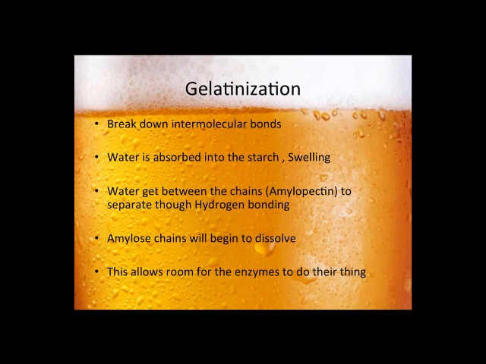So gelatinization, this is where we are breaking down the intermolecular bonds inside the starch, inside our amylopectin or amylose. Water basically gets inside of the openings. It starts swelling. It gives more room for our enzymes to start doing their thing. It also helps to break apart or open up the starches and helps them to dissolve into the solution.